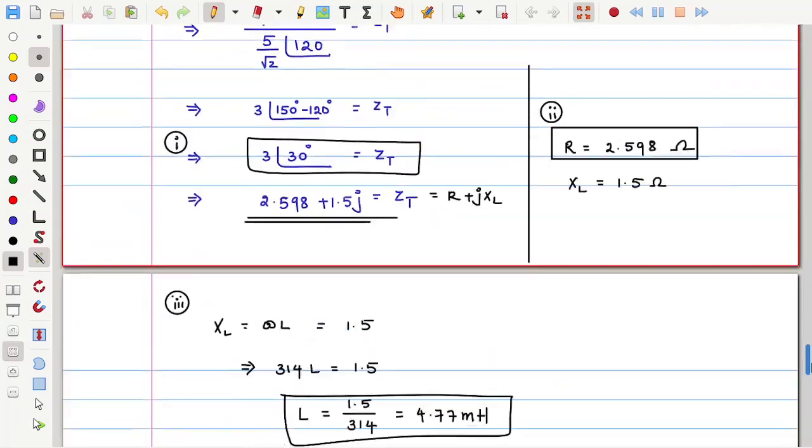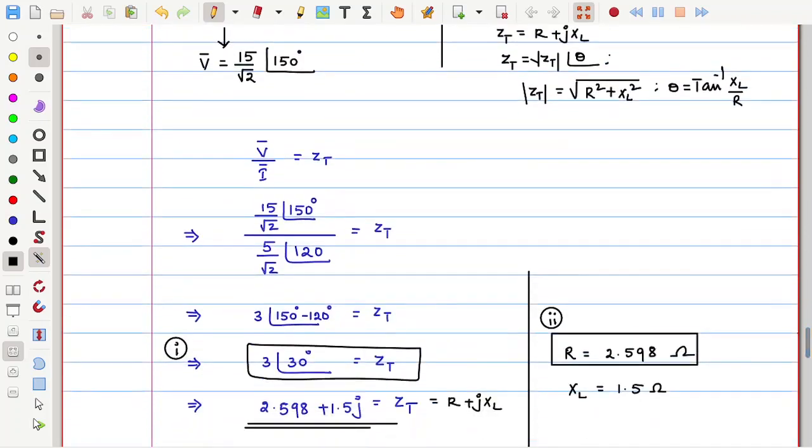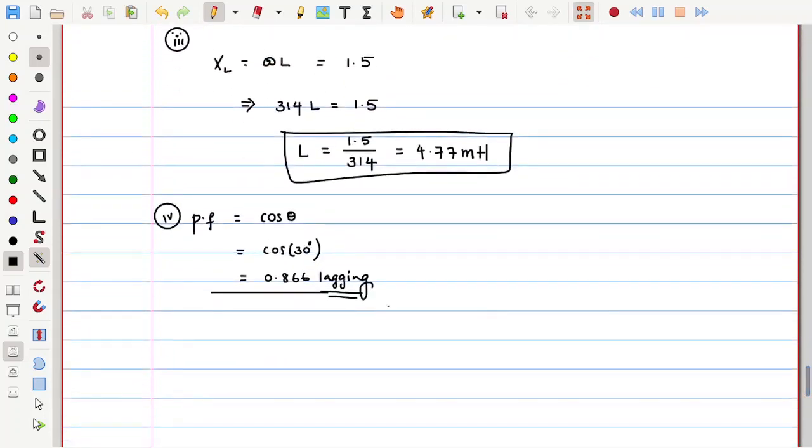Why am I saying lagging? Because there is no capacitor in the given circuit, only inductance is there. Wherever inductance is dominating, we say current is lagging the voltage. It is the default nature of the inductor. Once an inductor is there in the circuit, definitely current lags the voltage. How much it lags depends on the angle. Here it is lagging by 30 degrees, which is the impedance angle. Okay, so in this way we can proceed.